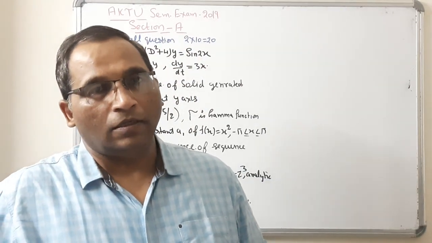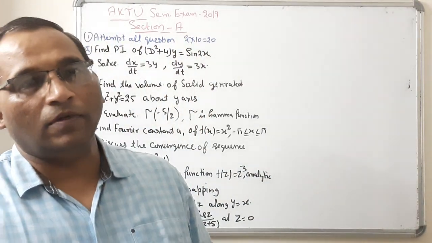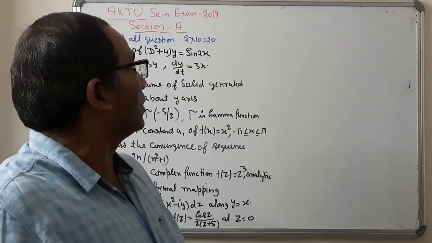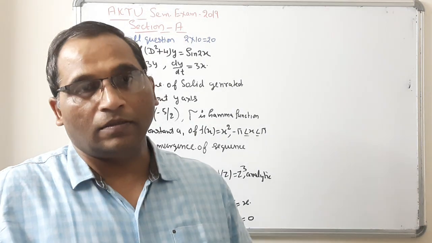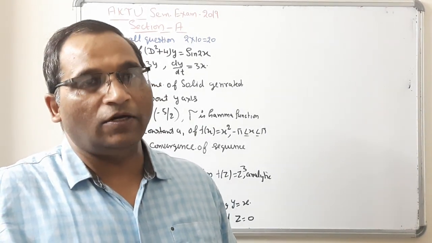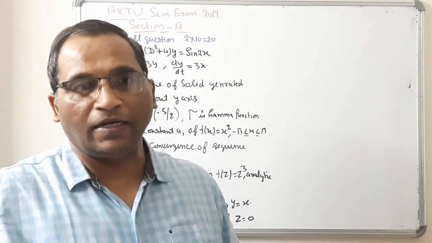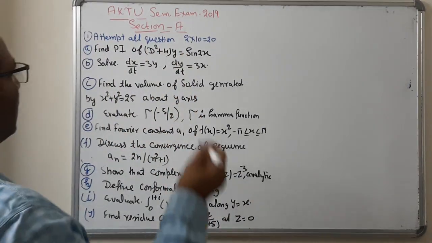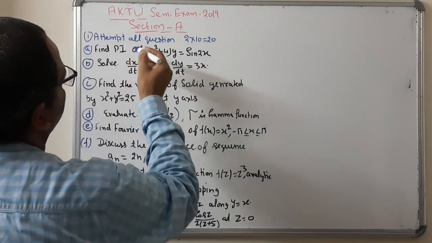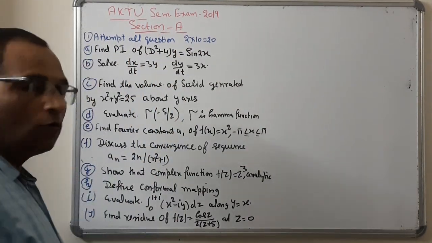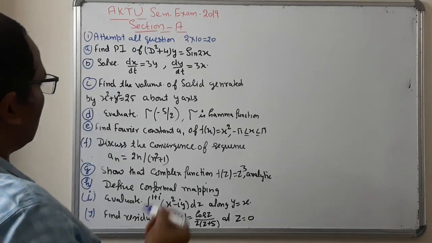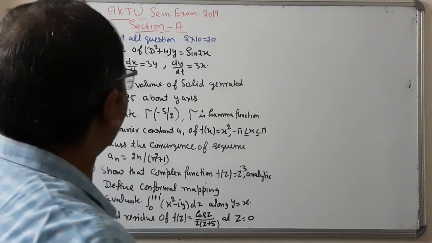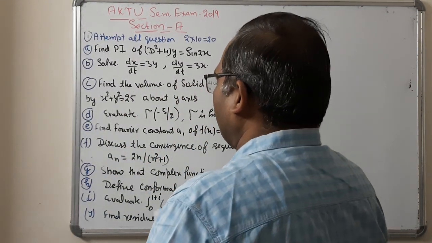Hello student, in last video number 31 we discussed the university paper, last year university paper 2019, section B. In this video we will discuss section A and then we will go to section C. In section A there are 10 questions, attempt all questions, and each question is for 2 marks. So we take them one by one and find the solutions. First we take part A.